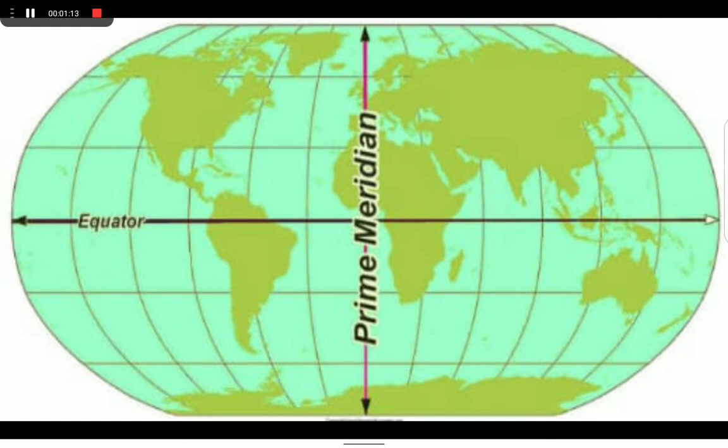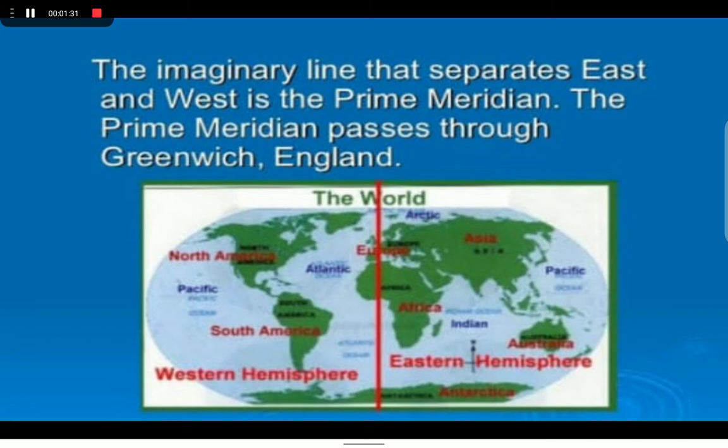Prime meridian. It is marked as 0° longitude. Just like the 0° equator, the prime meridian divides the earth into two equal parts. The imaginary line that separates east and west is the prime meridian. The prime meridian passes through Greenwich in England. Greenwich is a place a few kilometers east of London in the UK, as the starting point for the meridian.